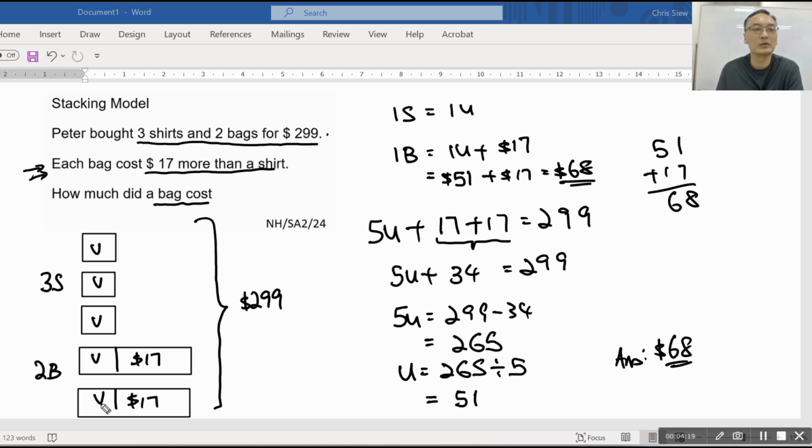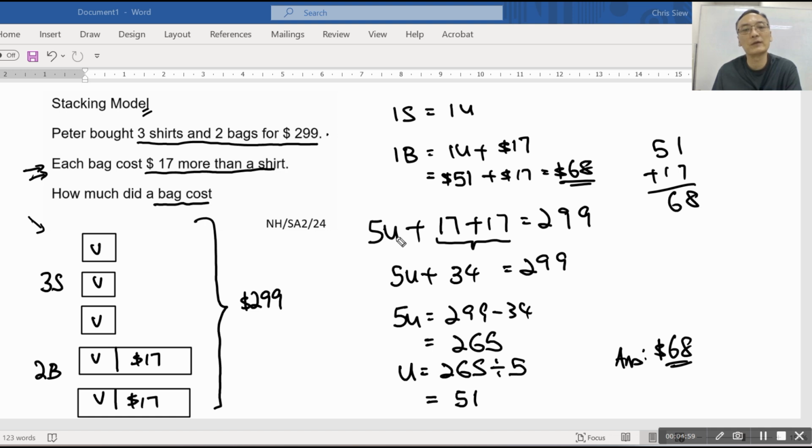Right, so this is called the stacking model. The stacking model is useful when we're comparing two items with different values, right? And we have this information that one of the items, which is the bag, costs $17 more than a shirt, right? So this is the basic comparison, and we know this group of items that consists of three shirts and two bags will cost $299. So this is how we use this information to solve the question, right? So we organize this information in the form of a vertical model, which we call the stacking model, and after we draw this, we're able to form the equation.